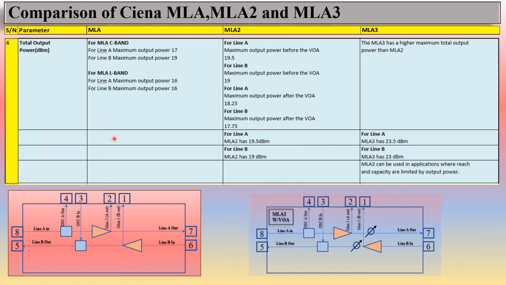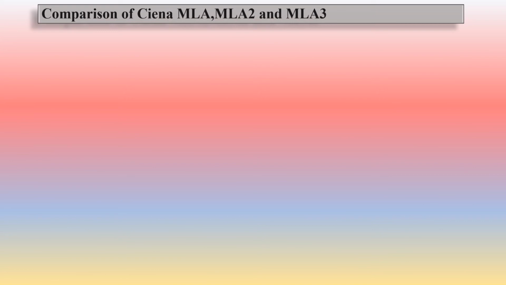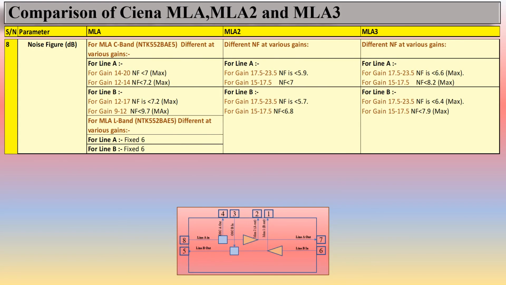Okay, so moving to the next parameter. What is that parameter? This is the noise figure. You can see here for MLA C band, different at various gains. It means the noise figure actually depends upon the gain, so this noise figure is different for different gain.